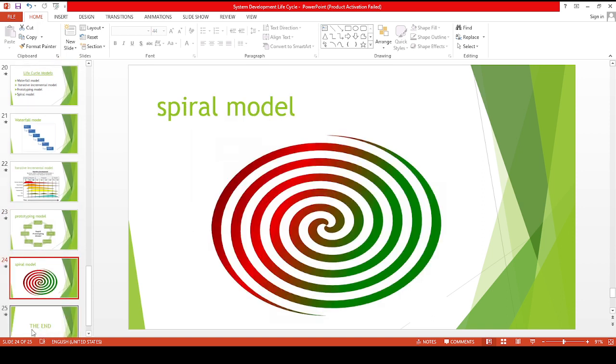Spiral model. You can see the picture of the spiral model, like a hypnotized person. A magician hypnotizes someone. You can see the spiral model, but it is not finished. A spiral model is not finished. You can think of the example of hypnotizing.